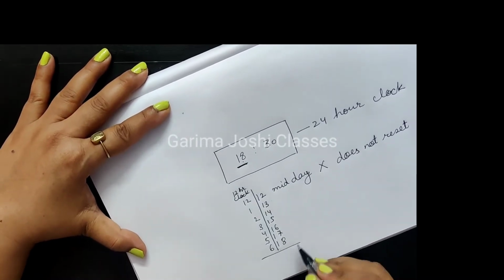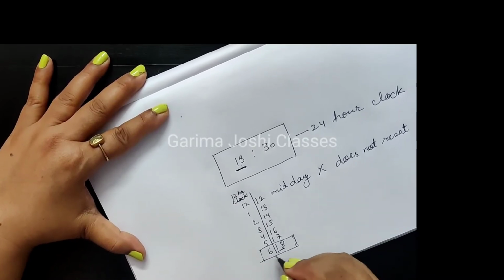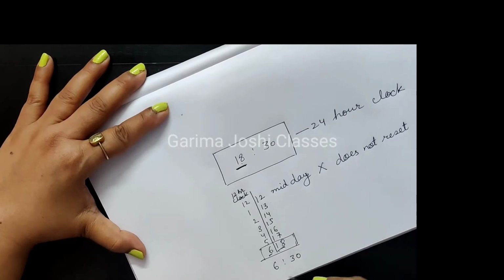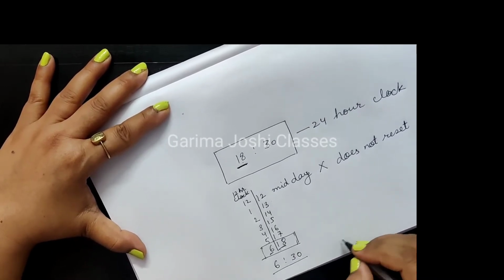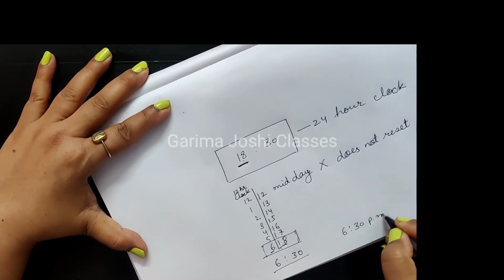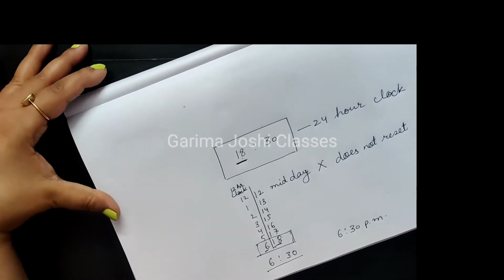That means when Mohini was seeing 18 hours, that means it is 6 hours and 30 minutes. That means the time was 6:30 p.m. Understood, children? Once again I am repeating.